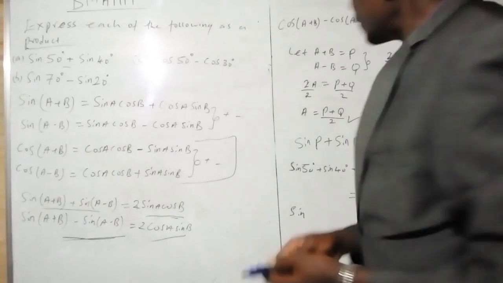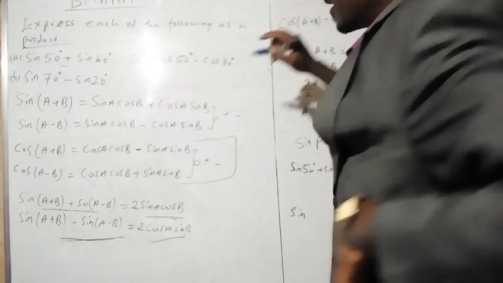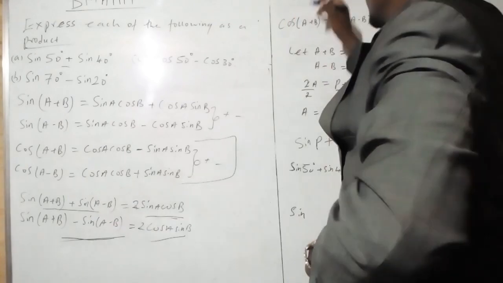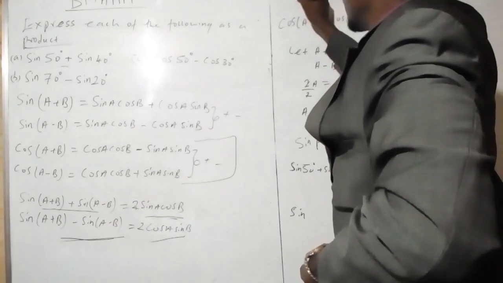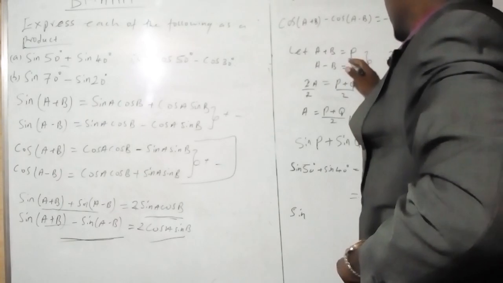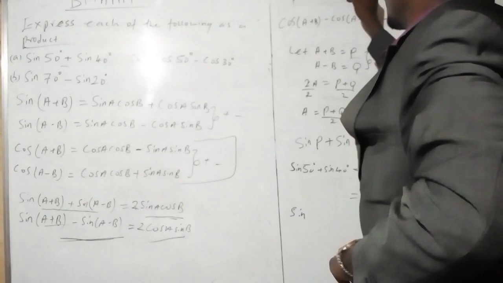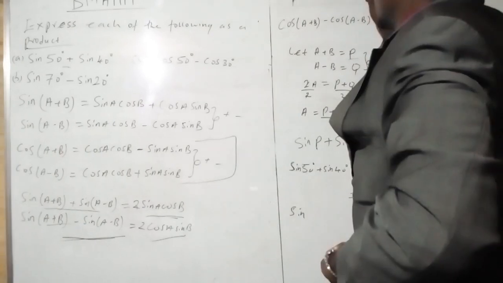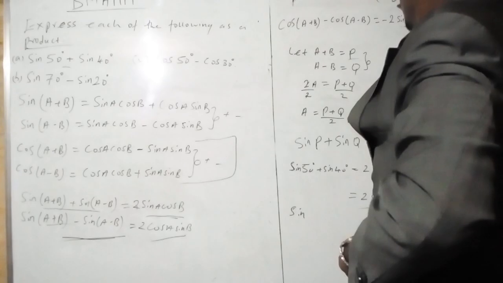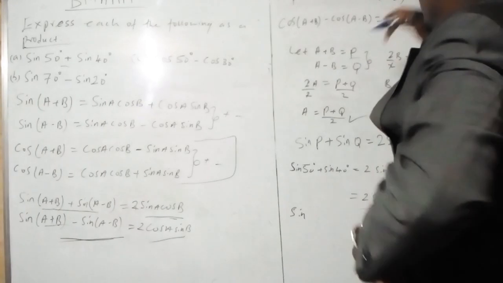So for the second, sine 70, sine A plus B is P, minus sine A minus B, it's Q, is equal to 2 cos of P plus Q over 2 sine of P minus Q over 2. Then we substitute.